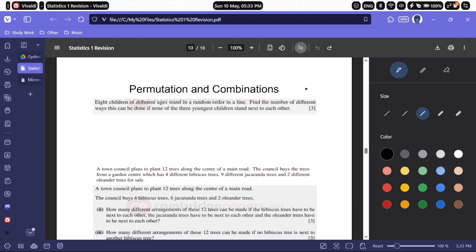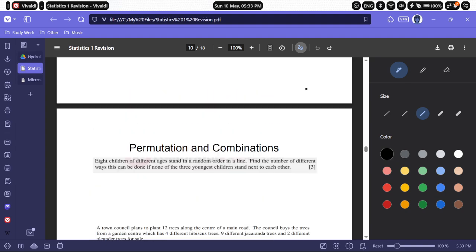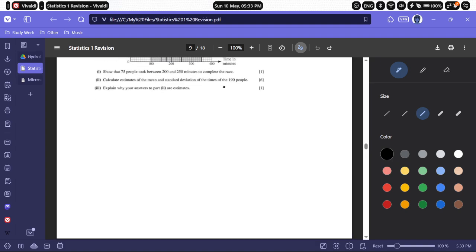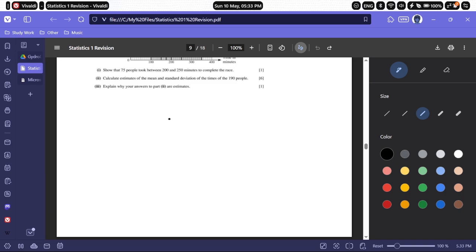For PNC, you need to know about certain methods first of all. I'll just tell you what those methods are. You need to know about the gap method, right? So for gap method, you usually have cases where suppose the question is asking you about vowels and consonants, right?